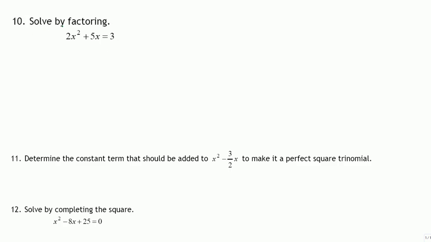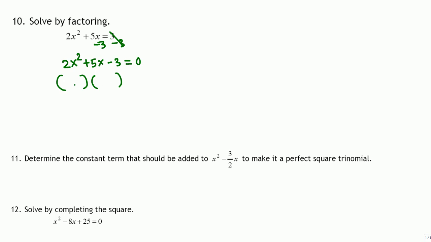Number 10, solve by factoring. We have to make the right-hand side 0. So we subtract 3 from both sides, and we get 2x squared plus 5x minus 3 equals 0. Now we factor this trinomial.